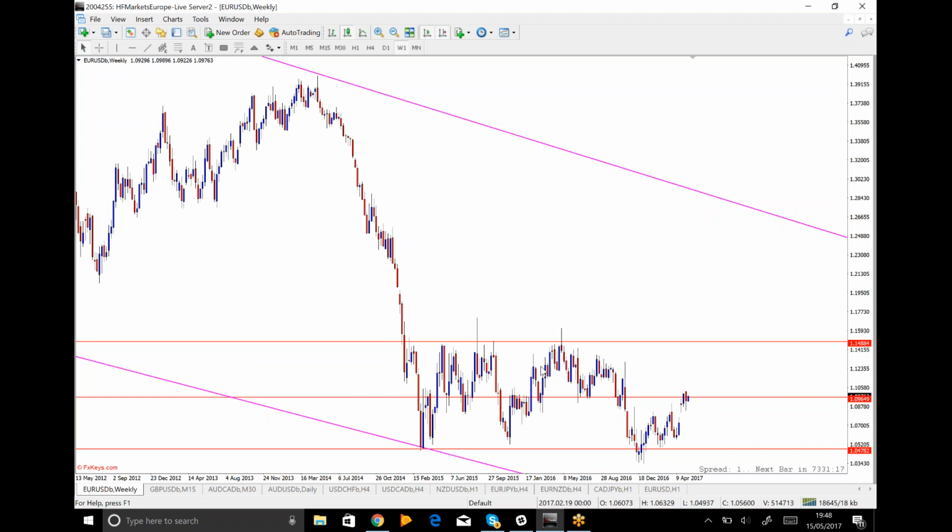I actually suggest selling Euro USD. I suggest selling Euro USD right now. This is a great short position. Can anyone tell me why? Can anyone tell me why Euro USD is good to short?